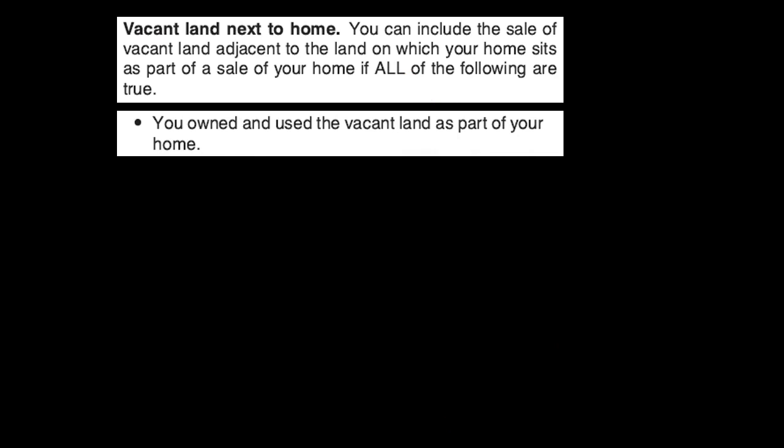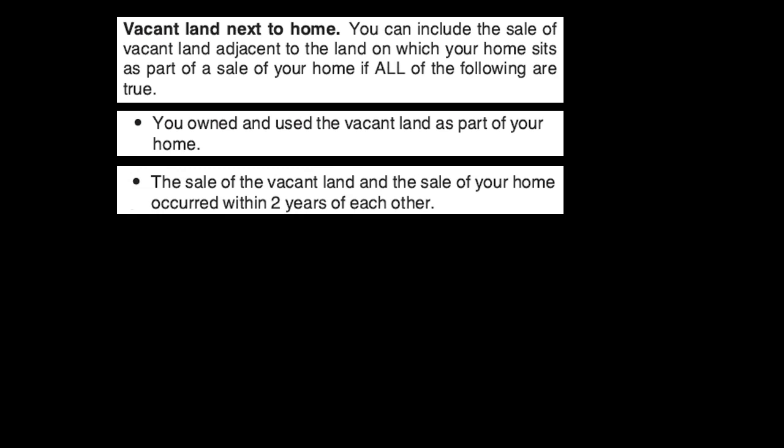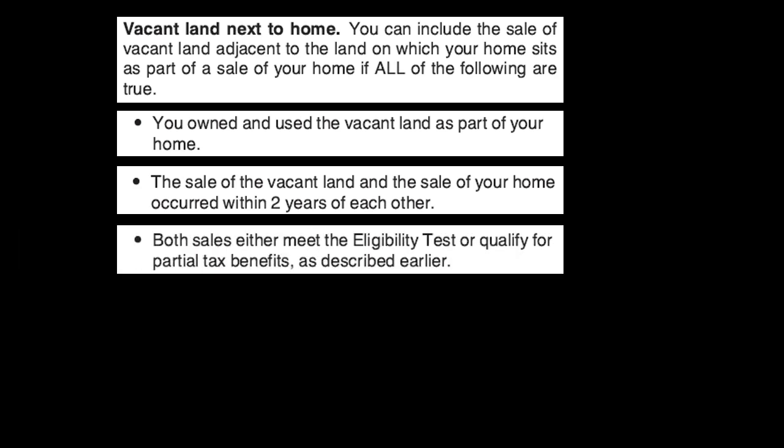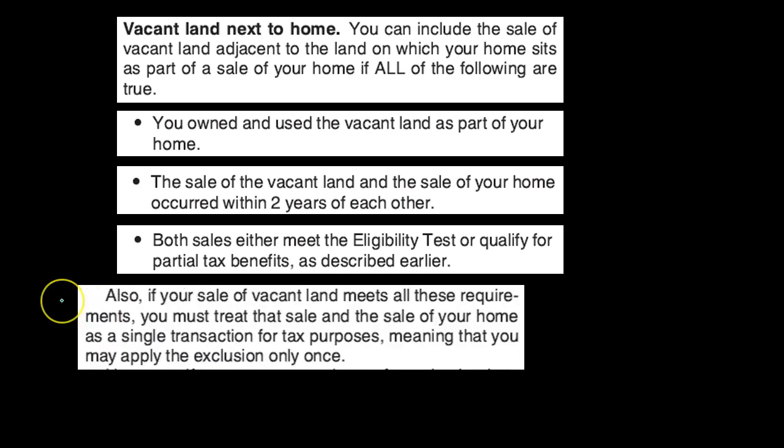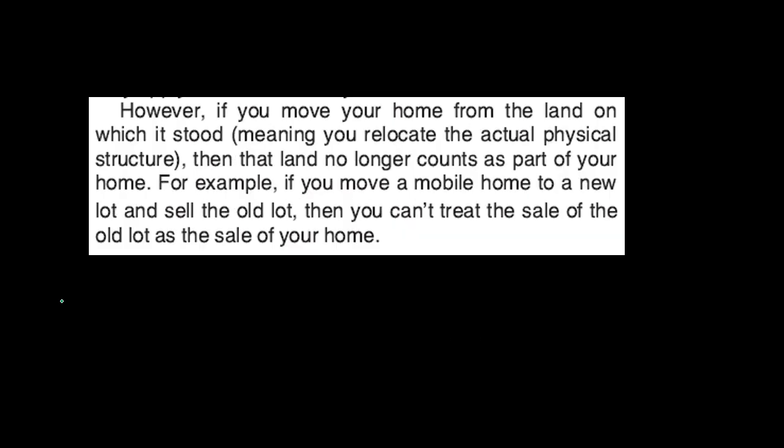First item, you owned and used the vacant land as part of your home. The sale of the vacant land and the sale of your home occurred within 2 years of each other. Both sales either meet the eligibility test or qualify for partial tax benefits as described earlier. Also, if your sale of vacant land meets all of these requirements, you must treat that sale and the sale of your home as a single transaction for tax purposes, meaning that you may apply the exclusion only once.